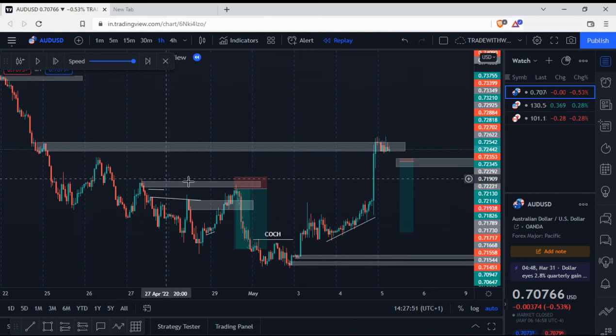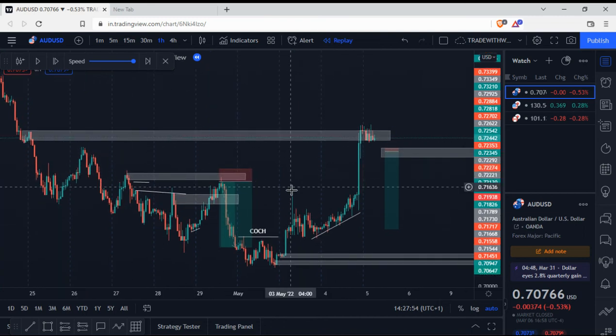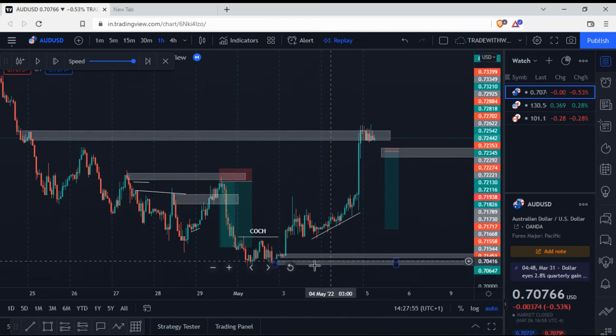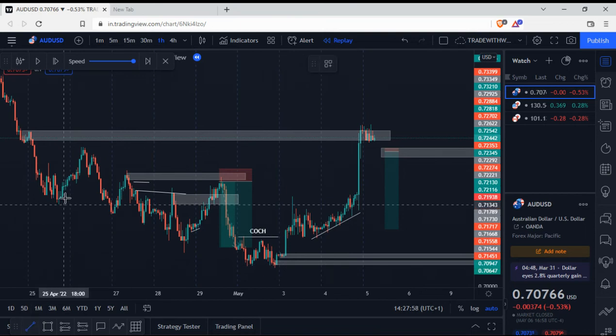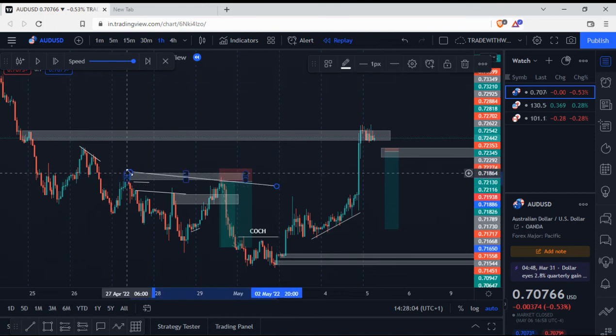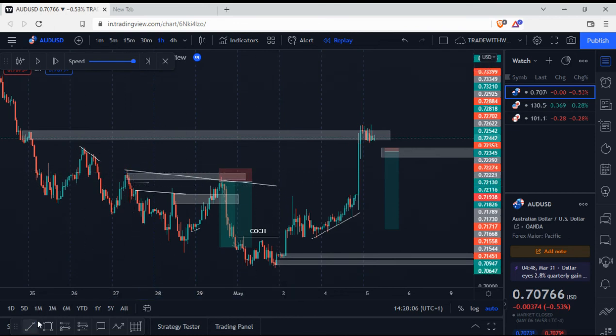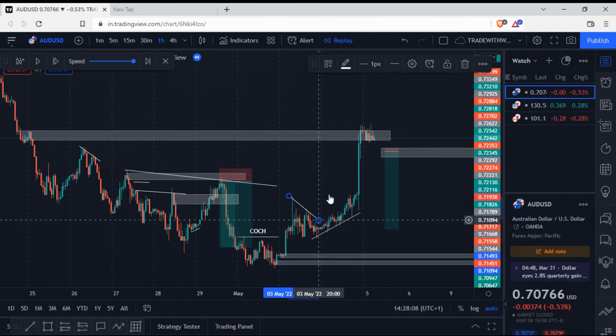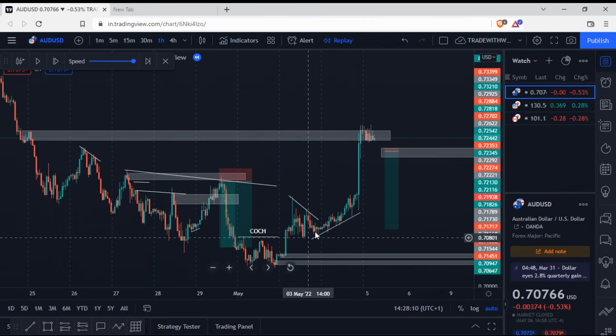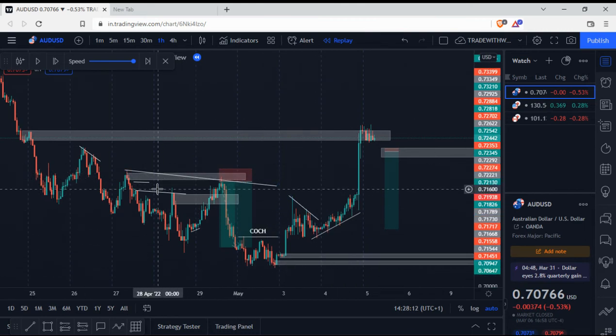But for me, I really don't want to say there's liquidity below the zone because there's a lot of price action below the zone. So if I say there's liquidity here, true, I can also say there's liquidity here, true. And I think there's liquidity here also. So for me, having this kind of liquidity here, here, here, and here is also very good.